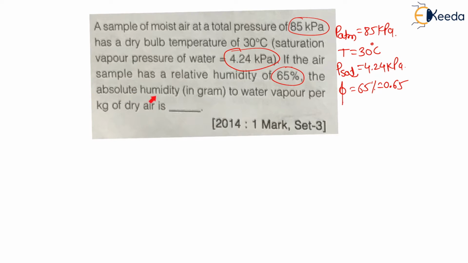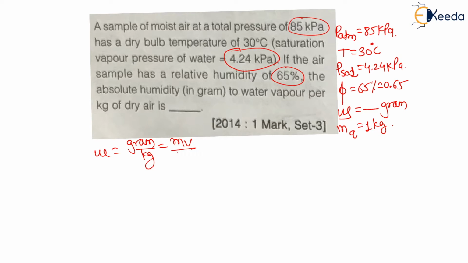Then the absolute humidity in gram of water vapor per kg of dry air. Now here actual humidity in gram, they are asking in gram if mass of dry air is 1 kg. That means they are asking the specific humidity in gram per kg, which is nothing but mass of vapor divided by mass of air. Means we have to find mass of vapor in gram if mass of air is 1 kg, right? So let us find this.